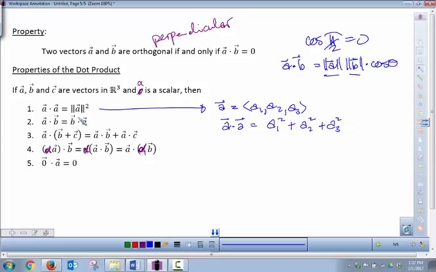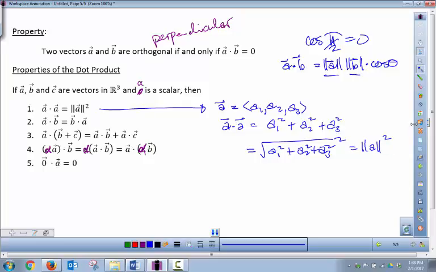And if you look at the definition of the magnitude, it's just the square root of this thing, right? So the magnitude is essentially the square root of A1 squared plus A2 squared plus A3 squared. And so the difference between these two expressions is that if I square the magnitude, then I would get an equality from the other side. So it turns out that A dot A is in fact equal to the magnitude of A squared.